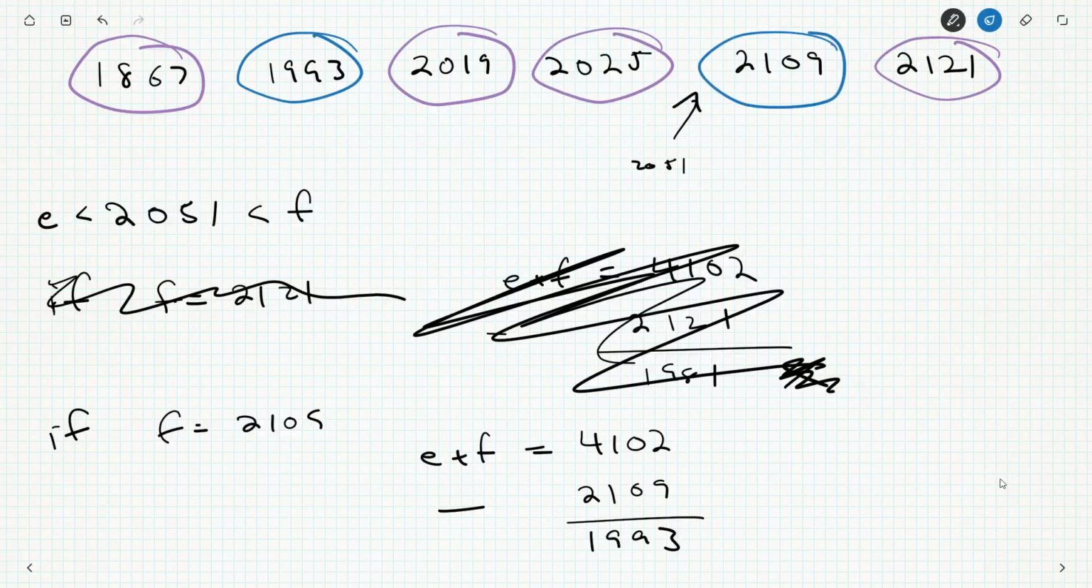I'm just going to double check. 1867 plus 2019 plus 2025 plus 2121 is 8,032. Divide by 4. It's an average of 2008. Exactly what we would expect because we understand math, and math is exact. It stays the same every single time. Okay, so that's question 20.